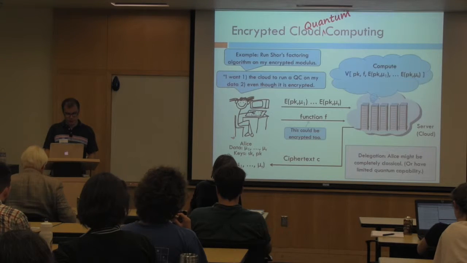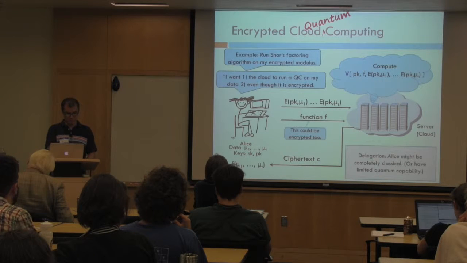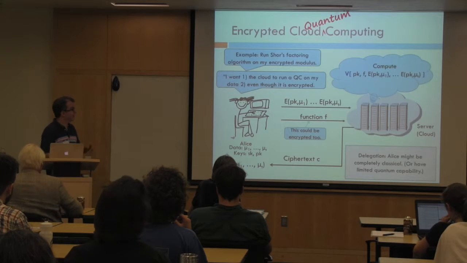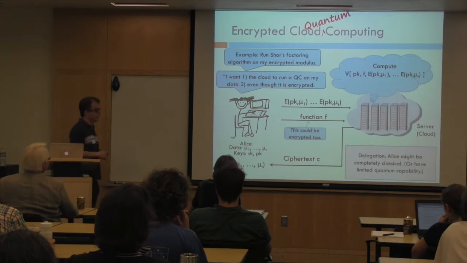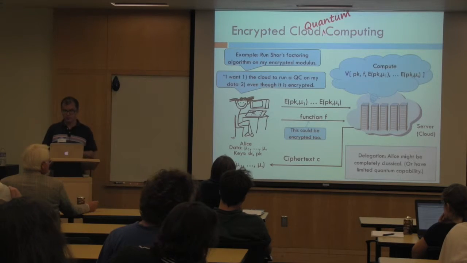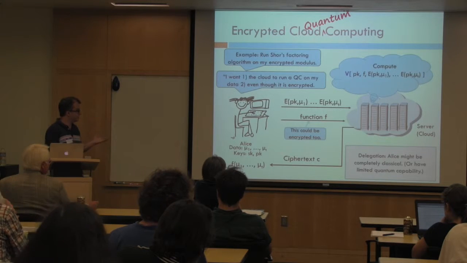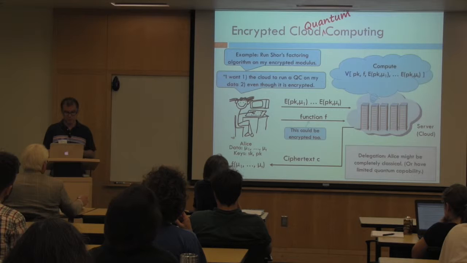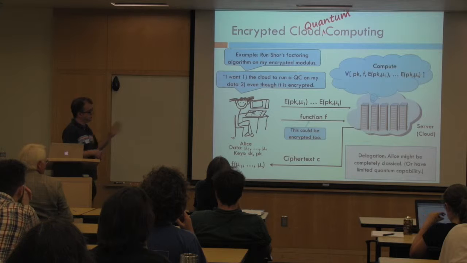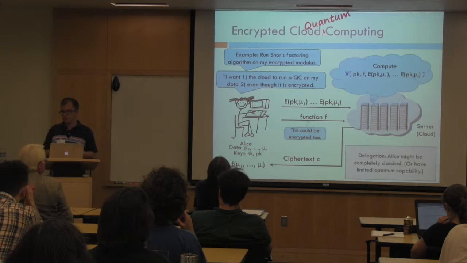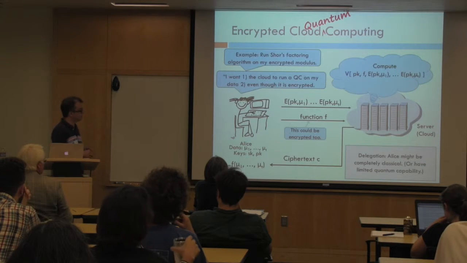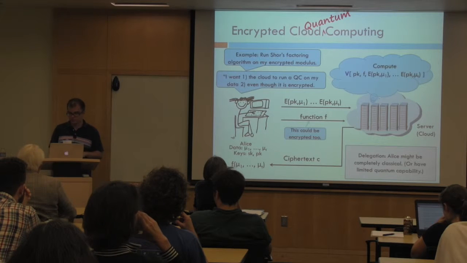Okay, so here's encrypted cloud quantum computing. I added the word quantum, and I changed a little bit how delegation is explained. Basically, the situation is that the server might have quantum computation, but Alice might be weak. She might be completely classical or have limited quantum capability. What she wants is still to encrypt her data, have the server perform quantum computations on her data and send the result back, and she can decrypt.